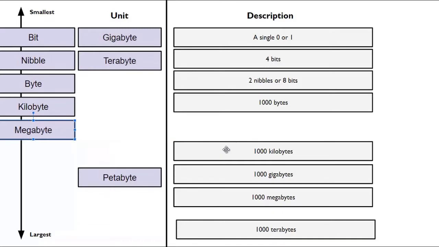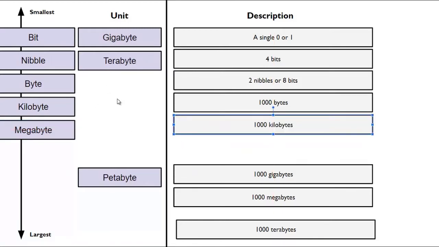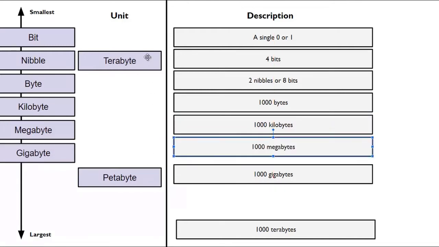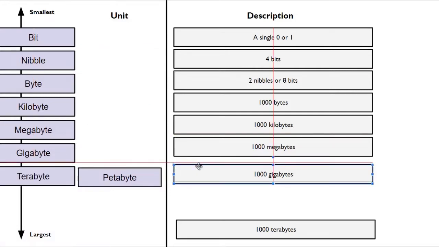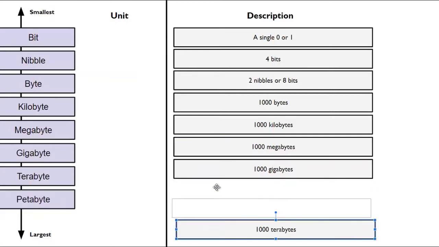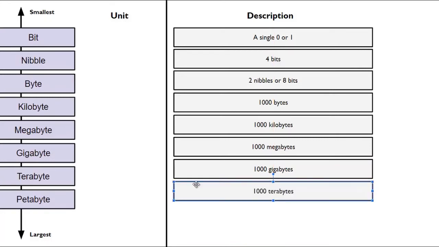And guess what? In a megabyte, we have 1000 kilobytes. And after megabyte, we've got gigabytes. Now we're getting into territory we know more of. And in a gigabyte, we have 1000 megabytes. And after gigabyte, we've got terabyte, which is 1000 gigabytes. And after terabyte, we've got petabyte, which is 1000 terabytes.